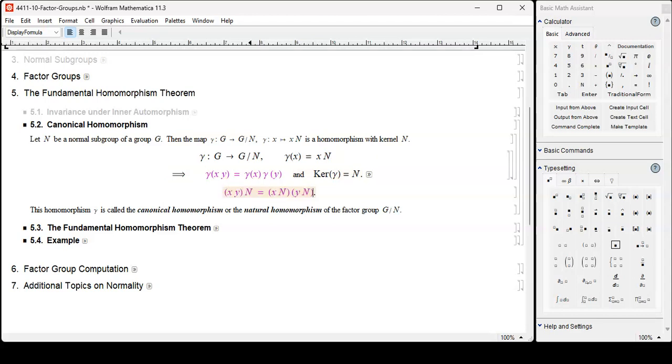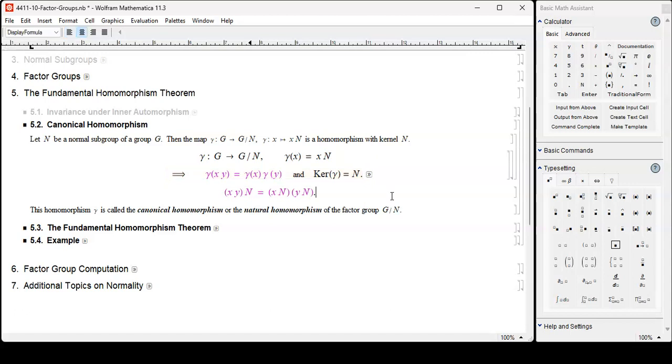Is this true? Of course it is true. That's the very definition of the group operation in the factor group G over N. It works because N is a normal subgroup. In general, it doesn't work, but for normal subgroups, it works. And that's reproduced in terms of a homomorphism, gamma.